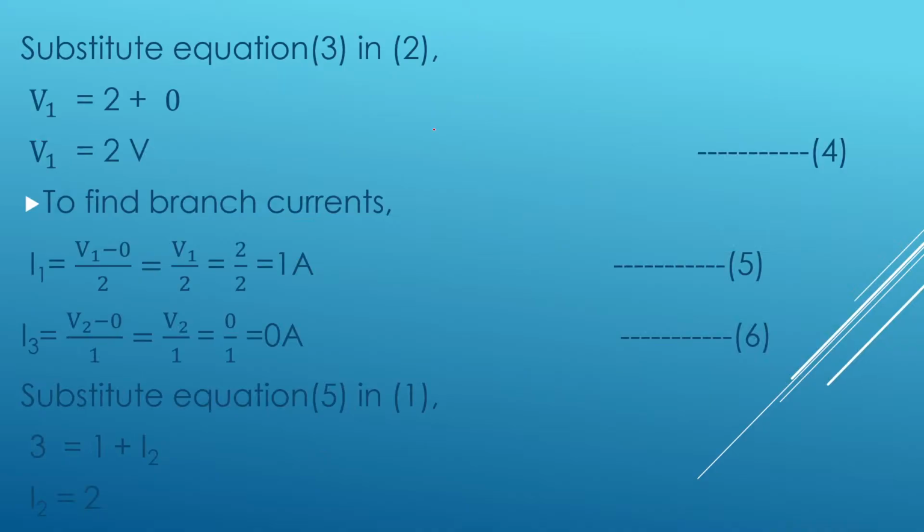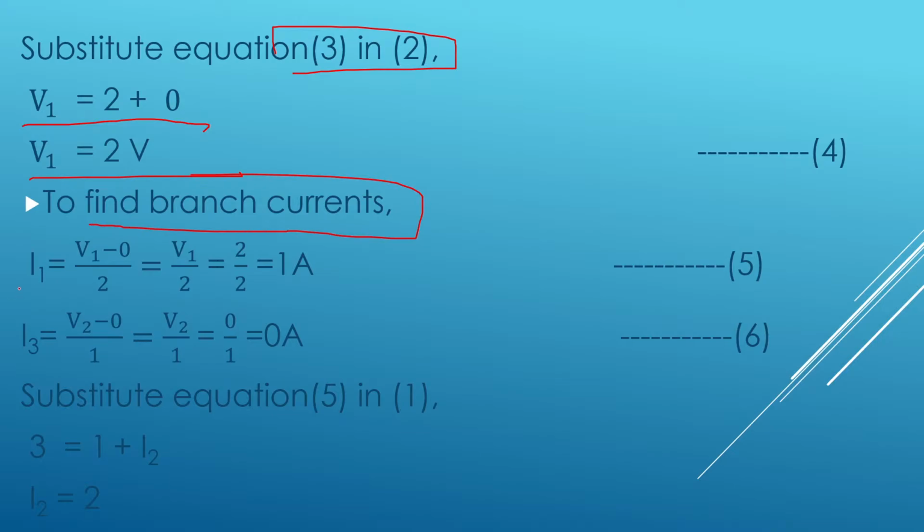Okay, now substitute this V2 in your equation number 2. That is your equation number 3 in 2. So if you substitute equation 3 in 2, you will get V1 is equal to 2 plus 0, and simplify it, you will get V1 equal to 2 volts. Okay, now we have to find the branch currents. I1 is V1 minus 0 by 2. V1 by 2 is 2 by 2 equal to 1 ampere. I3 is V2 minus 0 by 1. V2 is 0, so 0 by 1 is 0 amperes.